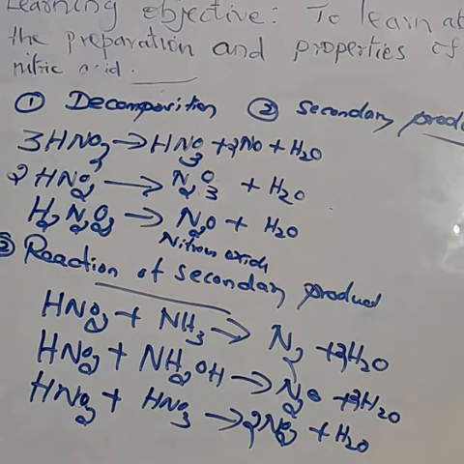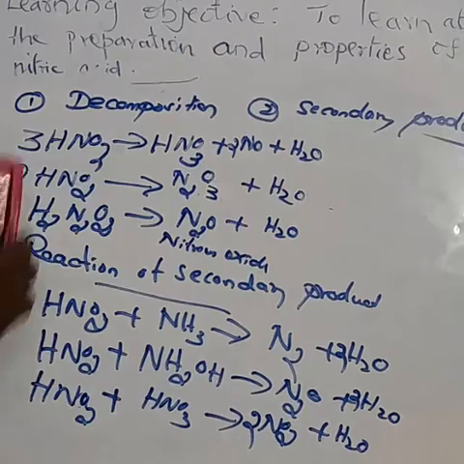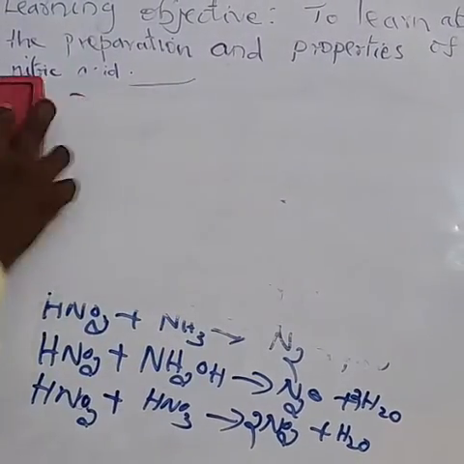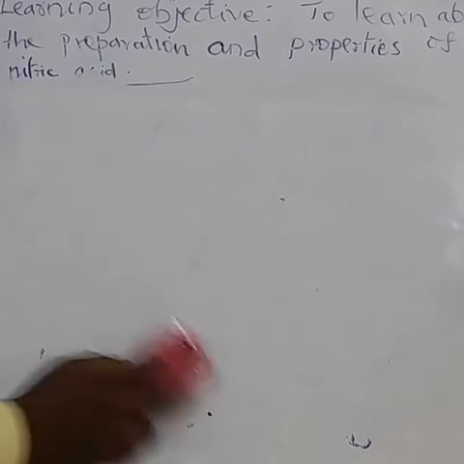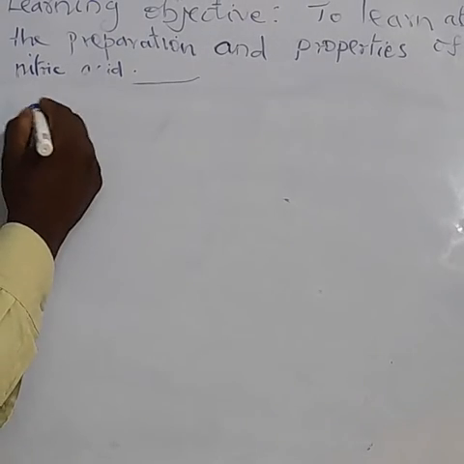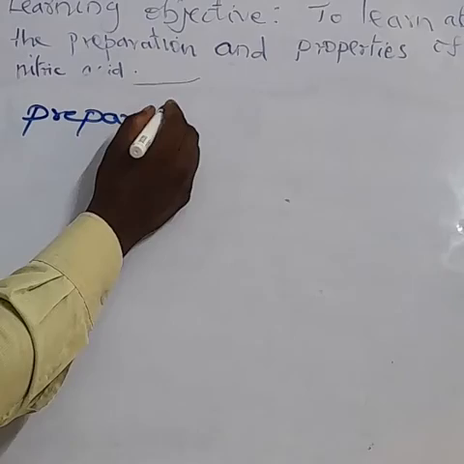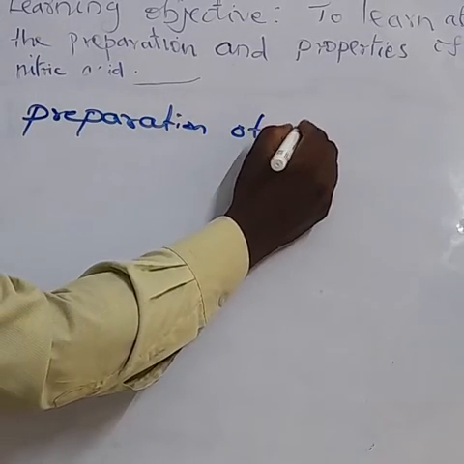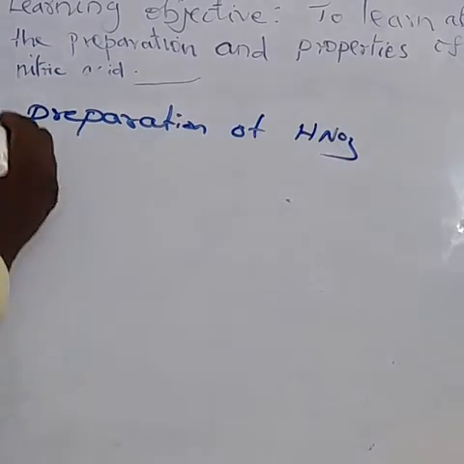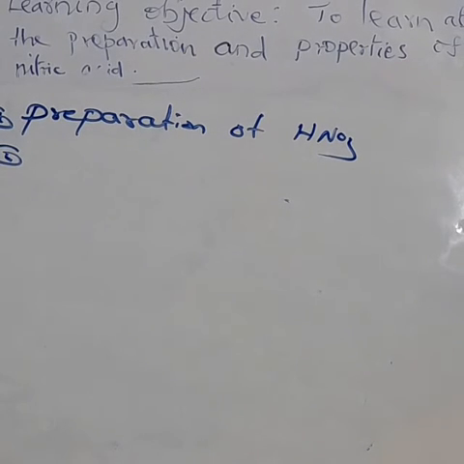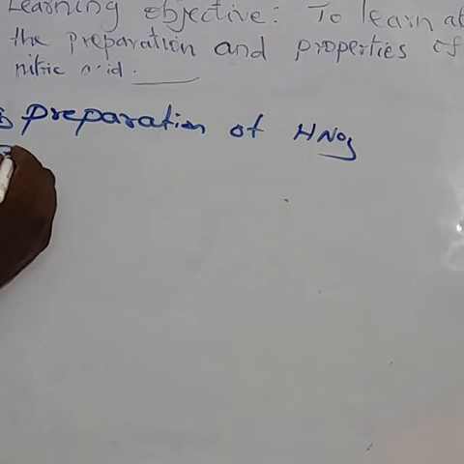Listen, all of you. Here there are a lot of equations. I told you that at least one equation is enough for writing. Next, about the assignment: the preparation of nitric acid is enough. The preparation of nitric acid. And the second one is the reactions taking place. The reaction is explained in three steps.